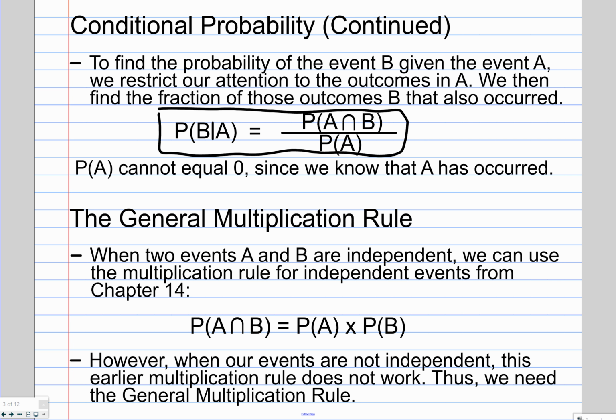Now, I do want you to notice that little note underneath the formula where it says the probability of event A can never be 0. The reason it can't is because, since it's the given, we know that it happened. So we don't have to worry about dividing by 0. I know that's always a worry in algebra or calculus classes, but we don't have to worry about that here in stats.